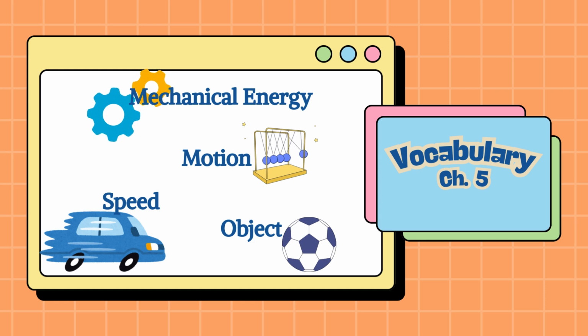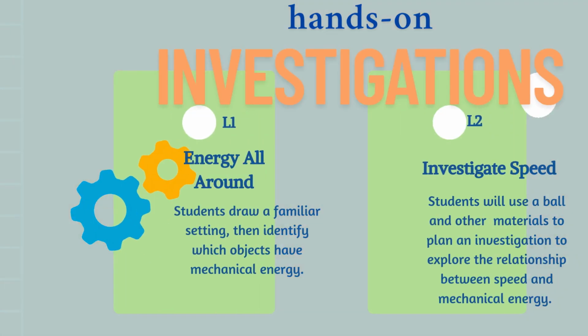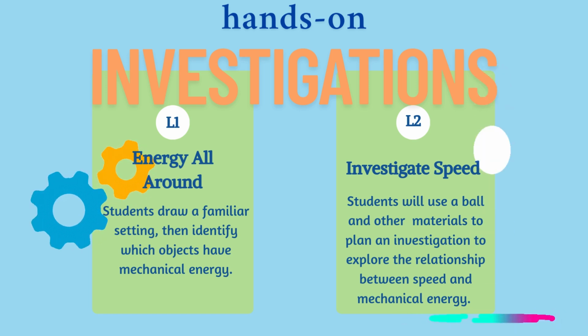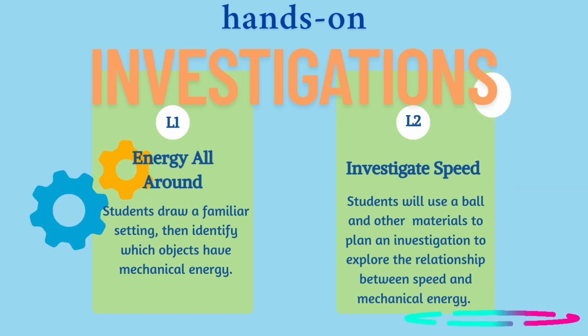Chapter 5 introduces important vocabulary that helps students describe and understand motion. Words like mechanical energy, motion, object, and speed will support their exploration of how energy affects the movement of objects. Just like in previous chapters, each lesson features a hands-on investigation to make learning meaningful.